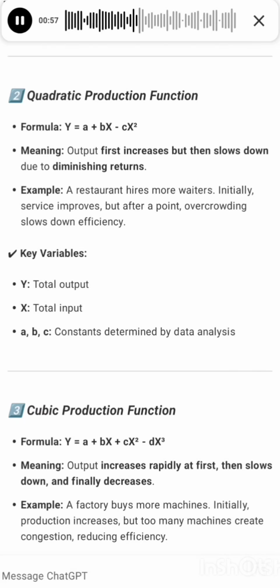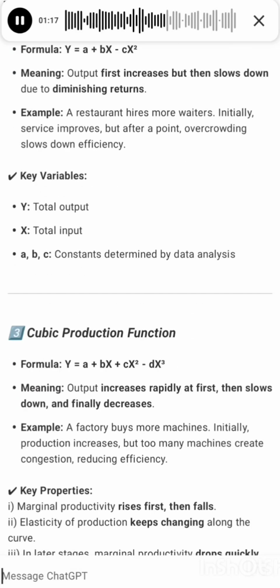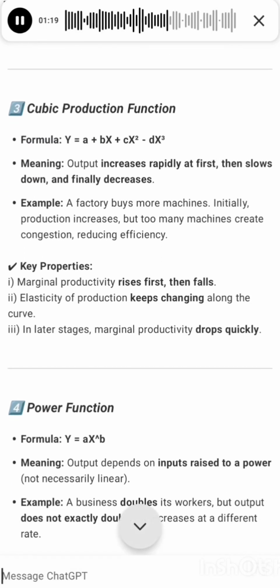Example, a restaurant hires more waiters. Initially, service improves, but after a point, overcrowding slows down efficiency. Key variables. Y, total output. X, total input. A, B, C, constants determined by data analysis. 3. Cubic production function. Formula, y equals a plus bx plus cx squared minus dx cubed. Meaning, output increases rapidly at first, then slows down, and finally decreases.